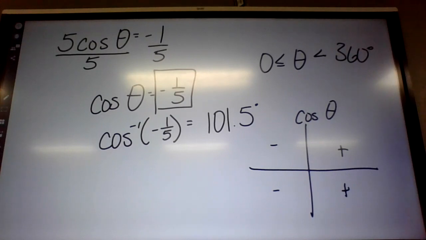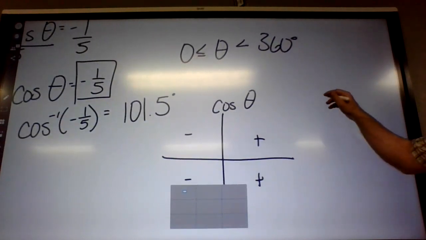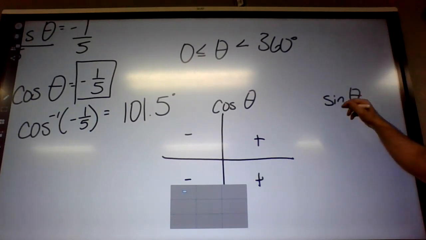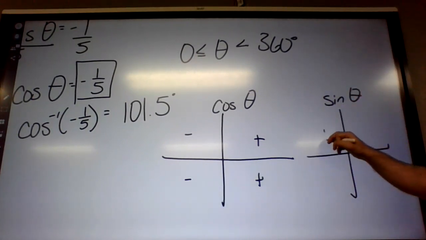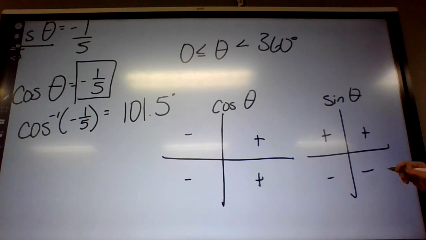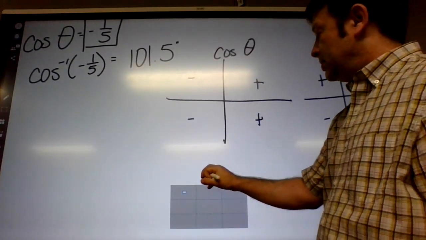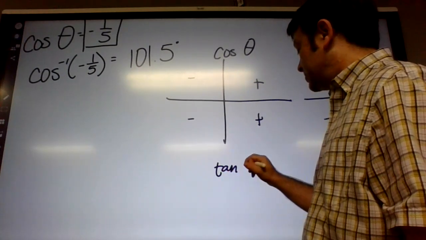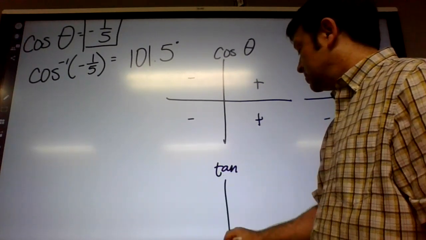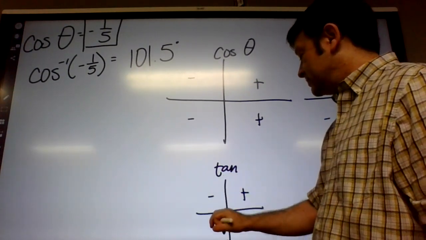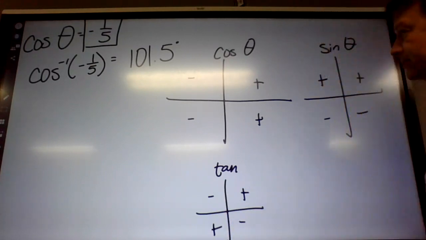That might be a note for you. And you guys remember sine? Sine is kind of based on the y value, so it's positive where y is positive. And tangent just kind of alternates. Tangent is positive and negative. Tangent is based on y and x. So anyway, that's how it works.